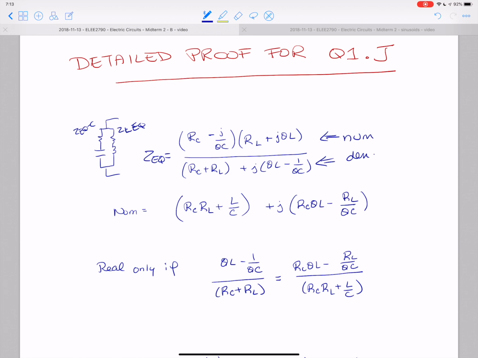In general, you can't make the complex terms disappear between the top and the bottom because the complex terms are not the same in the top and the bottom. When you look at the top, you get a term that looks like RC theta L minus RL over theta C. And at the bottom, you have a term that simply has theta L minus 1 over theta C, the regular resonant frequency. So you can't make those disappear by setting it equal to 0, because there's no way to set both the top and bottom equal to 0.